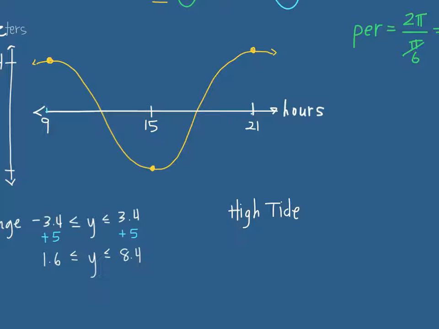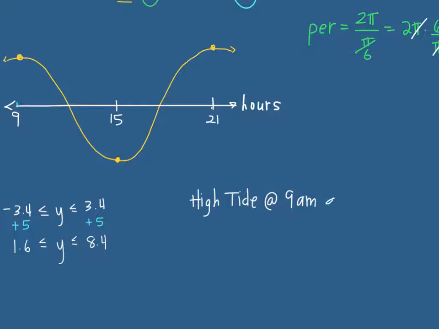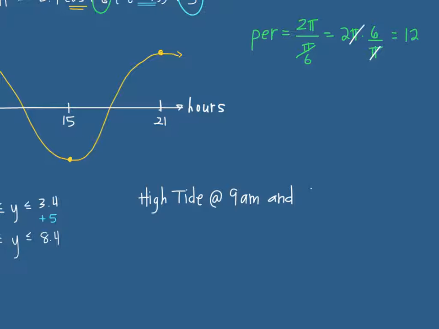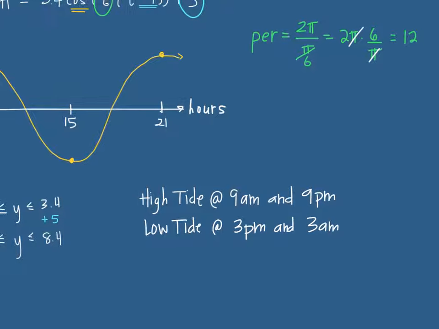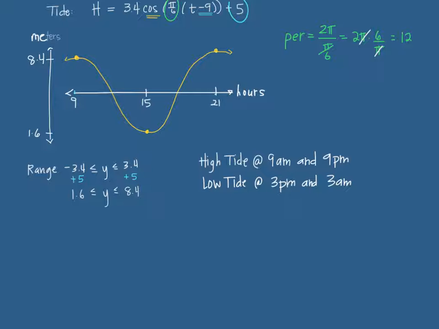We have high tide at 9 a.m. and we have high tide again at 21 hours, 9 p.m. Okay, they're 12 hours separate. And then we have low tide at 3 p.m. And when would the next low tide be? Yes, 3 a.m. And then it would just continue on that pattern over and over again, which is how they can predict when high tides and low tides are going to be.